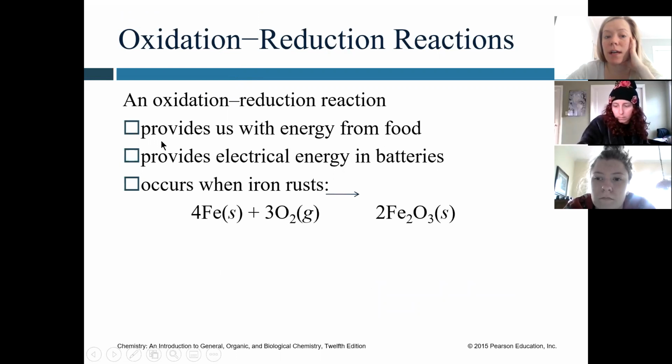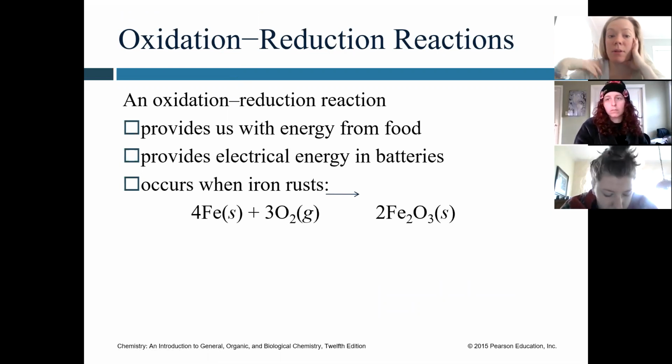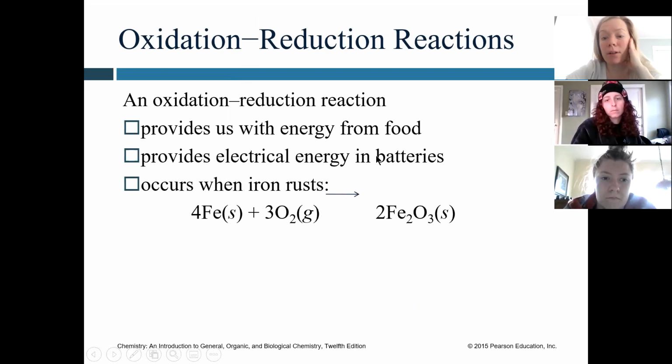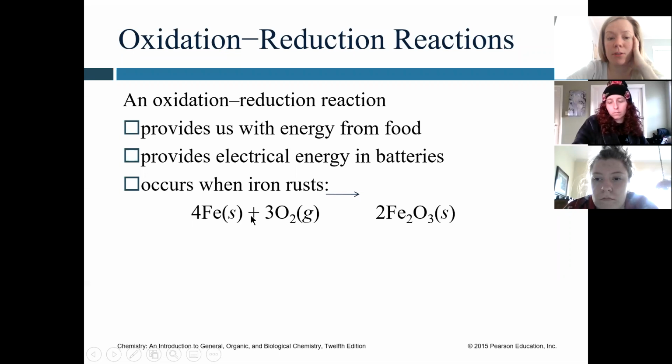Some examples of oxidation reduction reactions: they provide us with energy from food. When we metabolize food, that's an example of an oxidation reduction. Anytime we have electrical energy in batteries, that's a transfer of electrons. And then rust: metal reacting with oxygen to produce a metal oxide is an example of an oxidation reduction reaction.